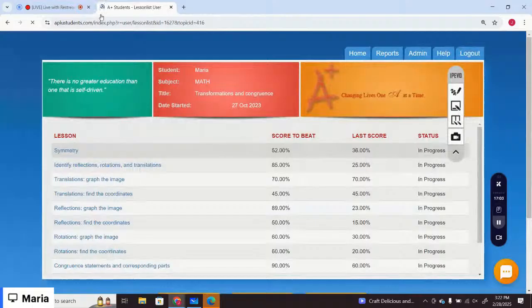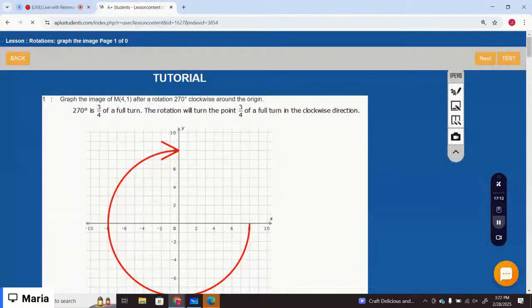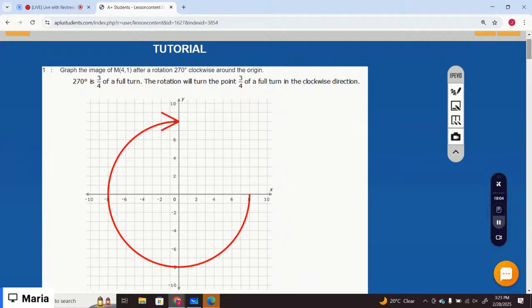Next lesson is rotation, graph the image. Graph the image of M after a rotation of 270 degrees clockwise around the origin. So 270 degrees is 3/4 of a full turn.